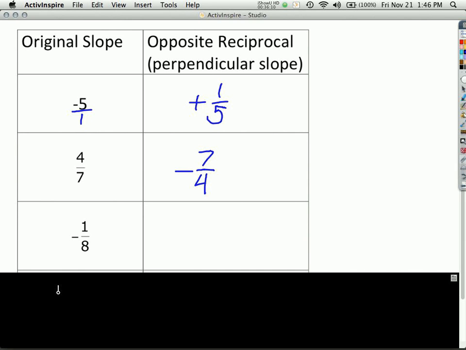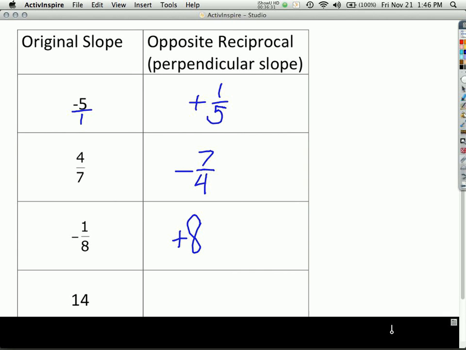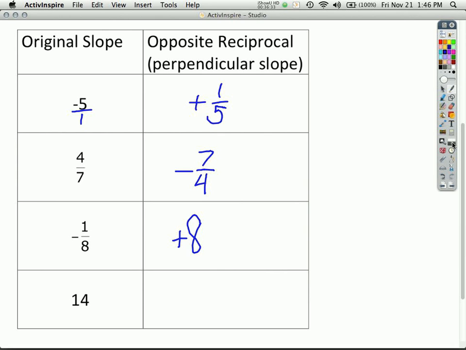Should take you 5 seconds. What do you get? Jesse? Flip the sign, flip the number. +8. Very good. Flip the sign, flip the number. And what about that one? Do it yourself. It should take you 5 seconds.